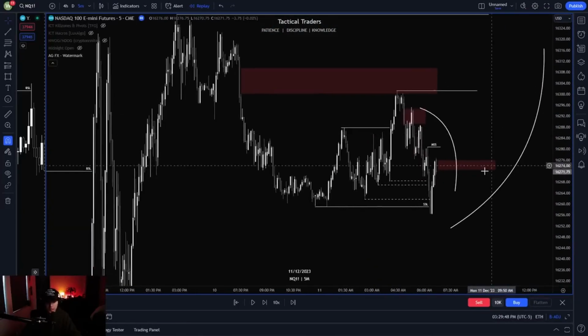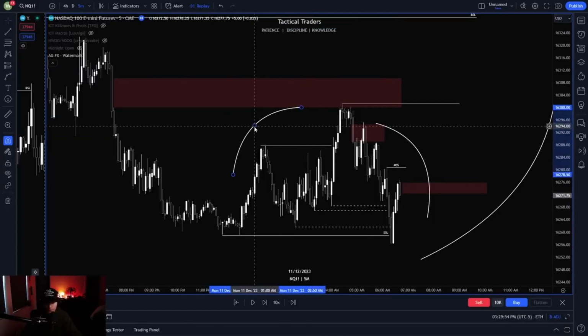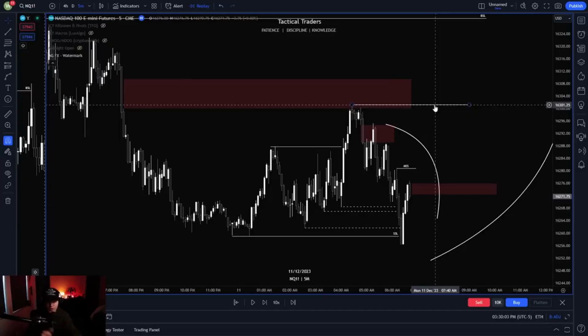Models inside of models inside of models. This is the market. Once you start to think and see the market in this way, you will understand where market wants to go, why market wants to go there, right? Why are markets moving? Hunt liquidity, rebalance to inefficiencies, rebalance to equilibrium. Everything that you see, everything that you trade needs to be focused on that.